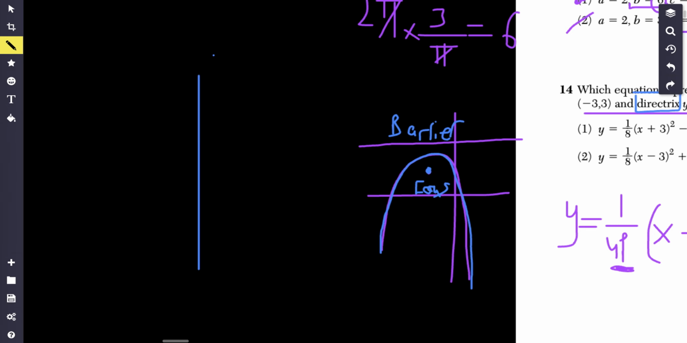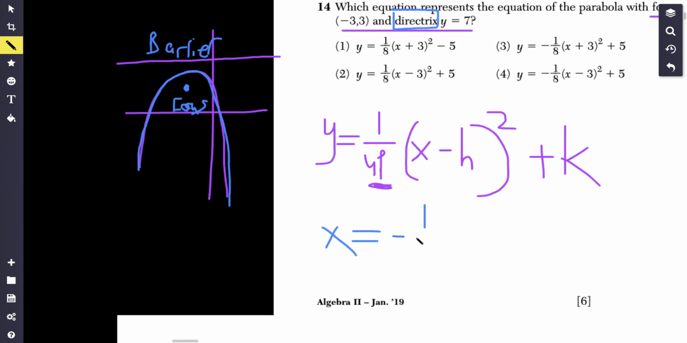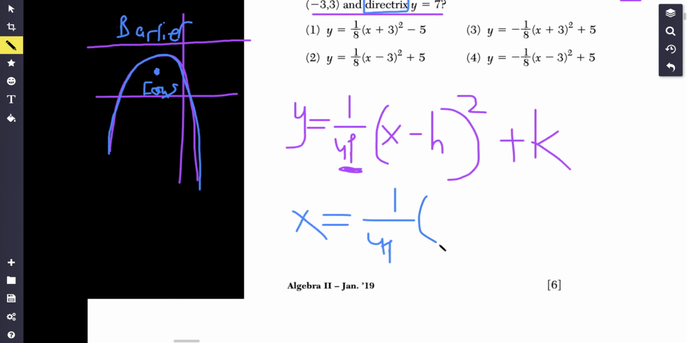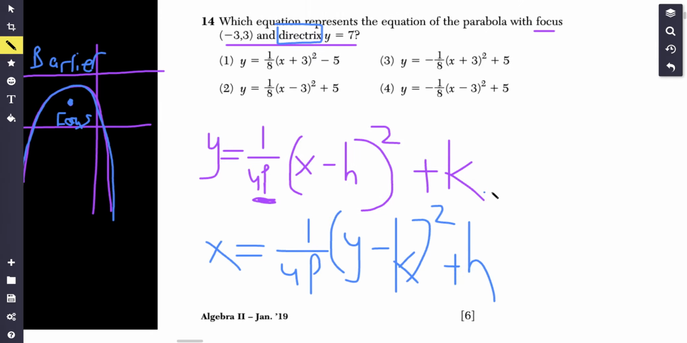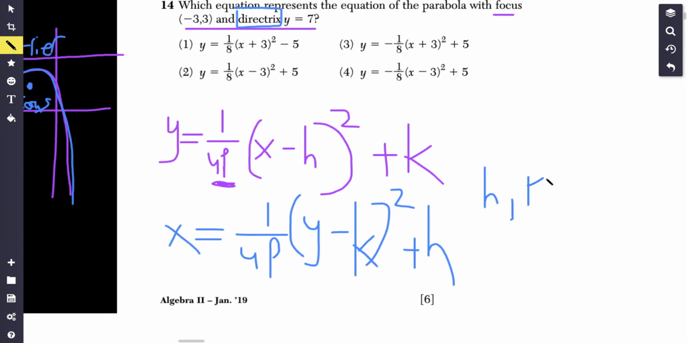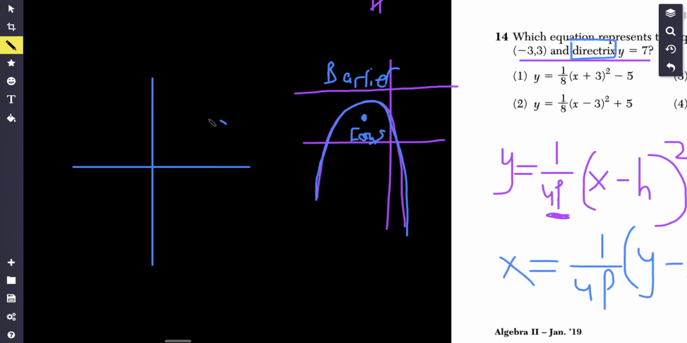You can also have sideways parabolas, which use a different equation. A sideways parabola is x is equal to 1 over 4p times y minus k squared plus h. And don't forget that h comma k represents the vertex of our parabola. So you can have a sideways parabola as well. That means that the directrix would be here, sort of blocking the parabola. The focus would be inside the parabola, and so on.